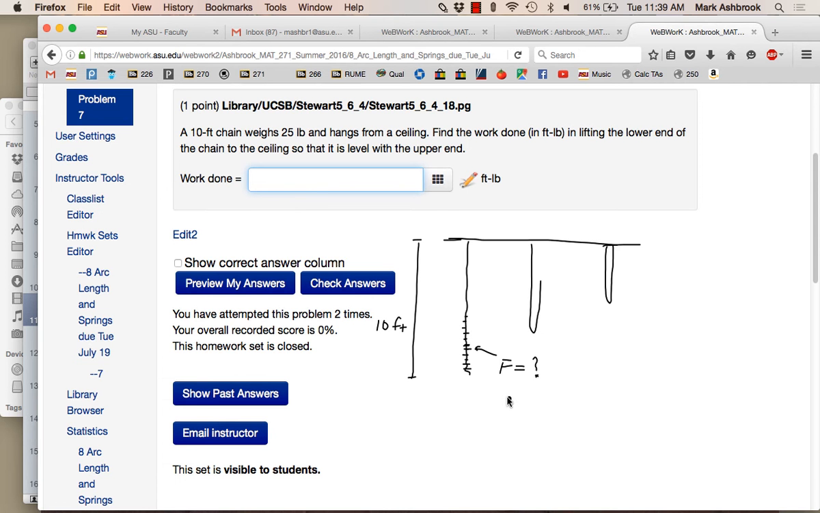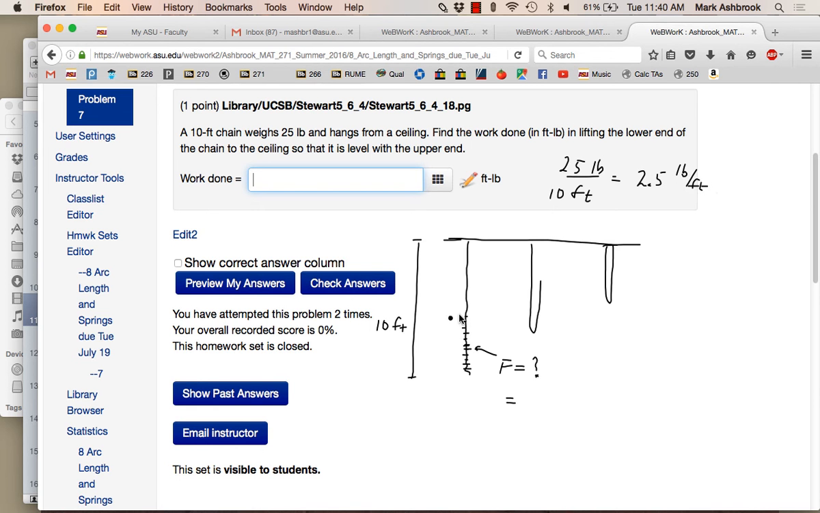Okay, well, in this case, we've got 25 pounds, 10-foot chain. So what's the pounds per foot? So every foot weighs how many pounds? 2.5 pounds per foot, right?